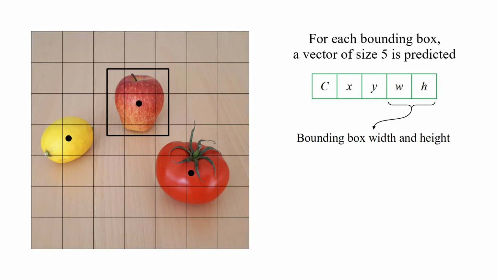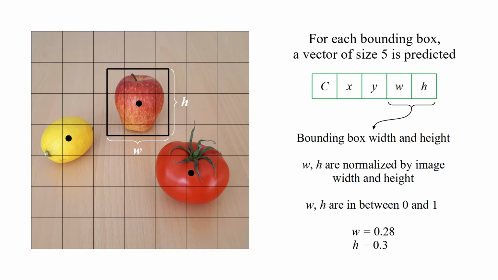W and H are width and height of bounding box. Bounding box width and height are normalized by image width and height, and they are in between 0 and 1. For this bounding box, width is 0.28 and height is 0.3.